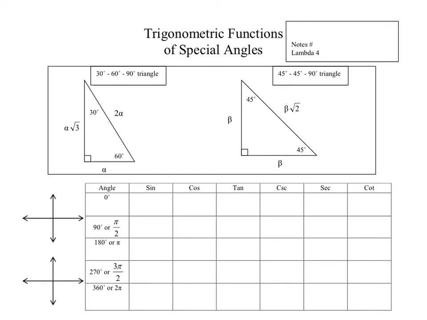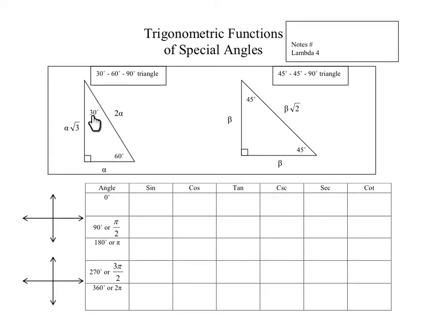We got notes here for Lambda 4, special angles, special right triangles. There's two special right triangles that you need to memorize, the 30-60-90 and the 45-45-90. In the 30-60-90 triangle, the 90 meaning it's a right triangle, and your acute angles are 30 degrees and 60 degrees. There's always a short leg, a long leg, and a hypotenuse.